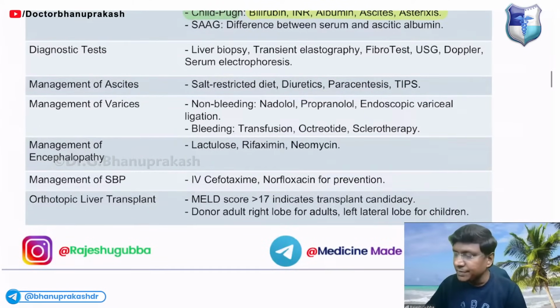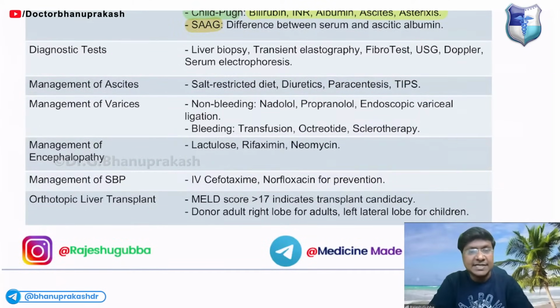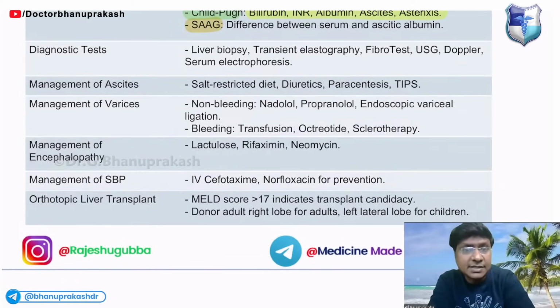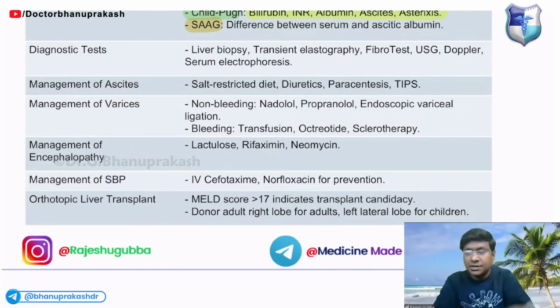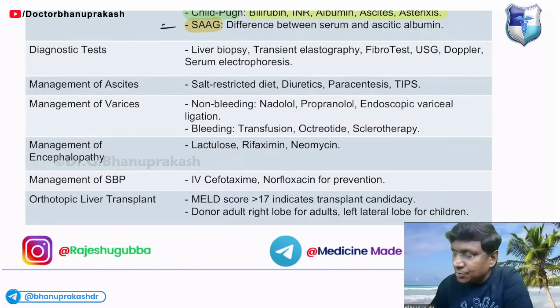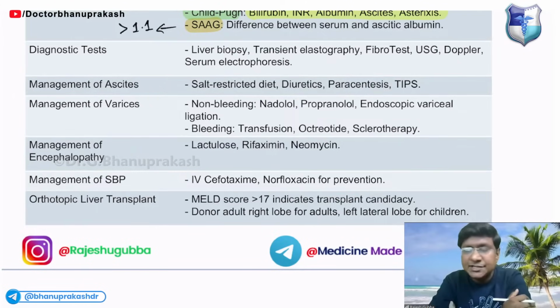And what is the purpose of doing the SAAG? That is serum albumin minus the ascitic fluid albumin. Okay, that is what SAAG is. So this will tell us whether portal hypertension is present or not. If the SAAG value of the individual is more than 1.1, this tells you that there is portal hypertension.